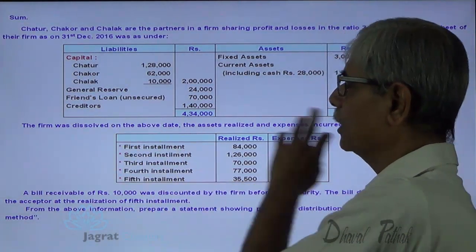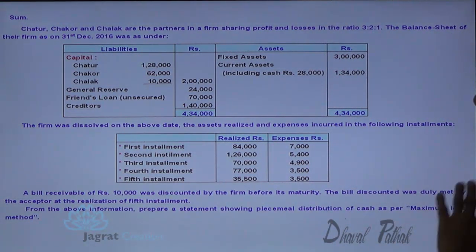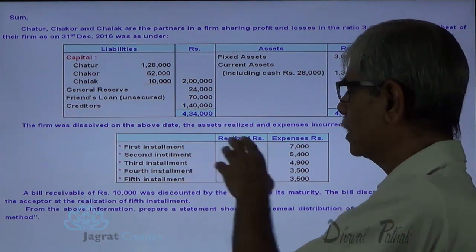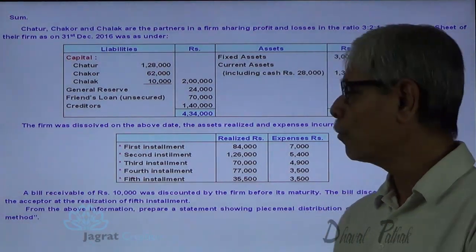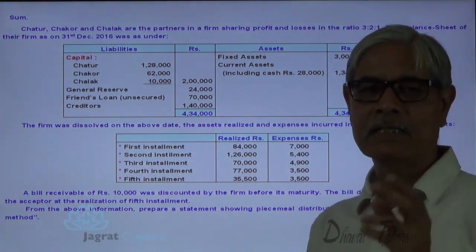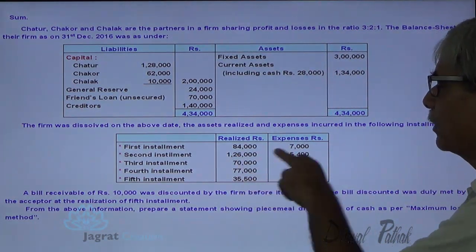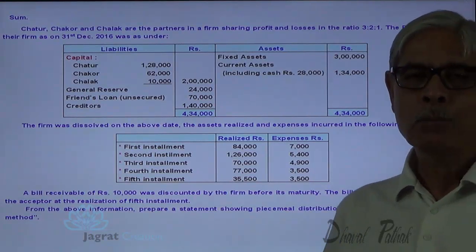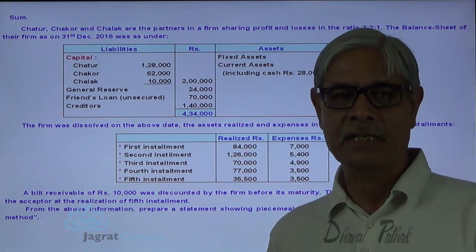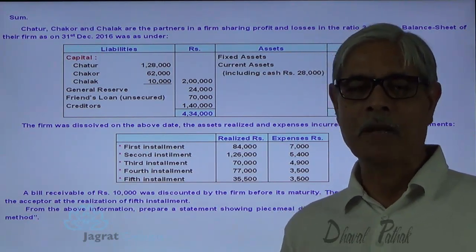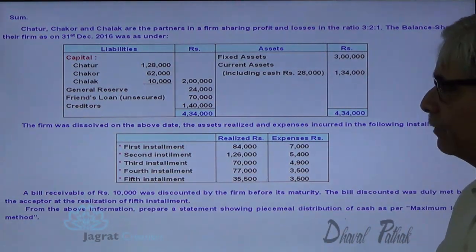The firm was dissolved on the above date, the assets realized and the expenses incurred in the following installments. First installment, 84,000 realized, expenses incurred 7,000. So 84,000 minus 7,000 is the net cash available for distribution. Similarly, for second installment, 1,28,000 minus 5,400, that is expenses are deducted, we get the net amount available for payment of creditors as well as distribution amongst partners against their capital. Similarly, third, fourth and fifth installments are given to you.